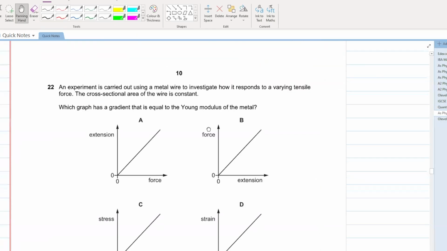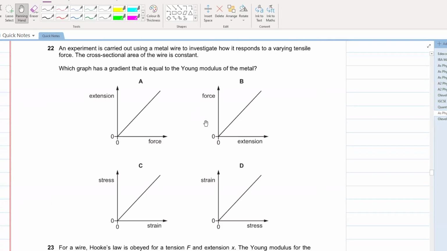Let's further move ahead. An experiment is carried out using a metal wire to investigate how it responds to a varying tensile force. The cross-sectional area of the wire is constant. Which graph has a gradient that is equal to the Young's modulus of the metal?